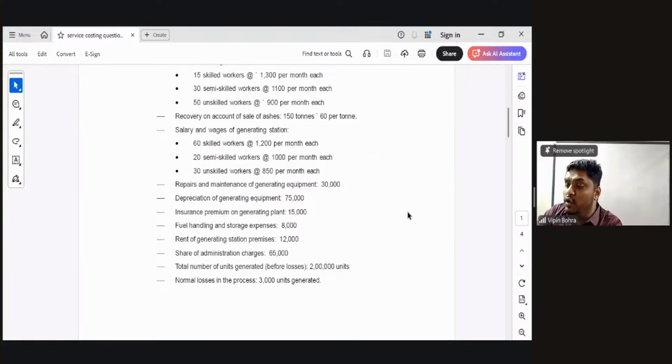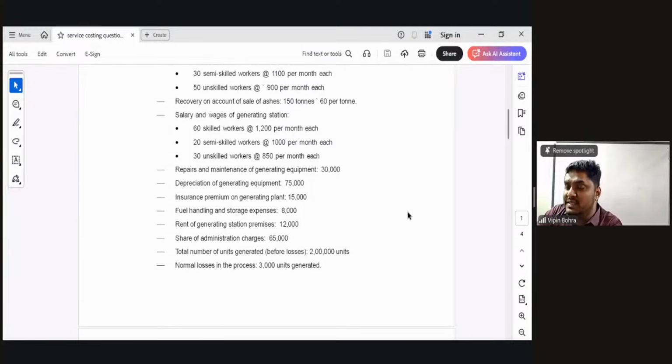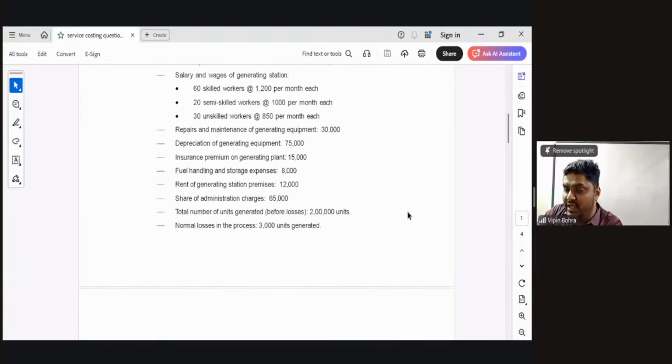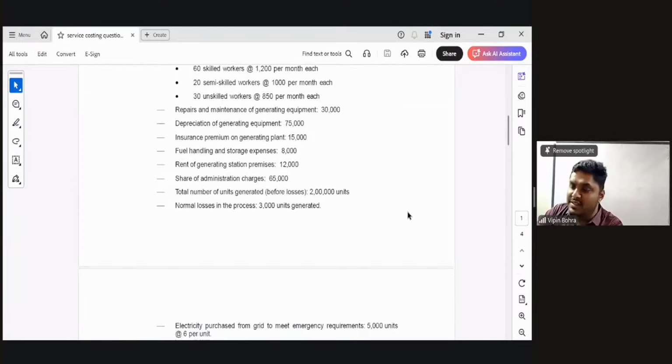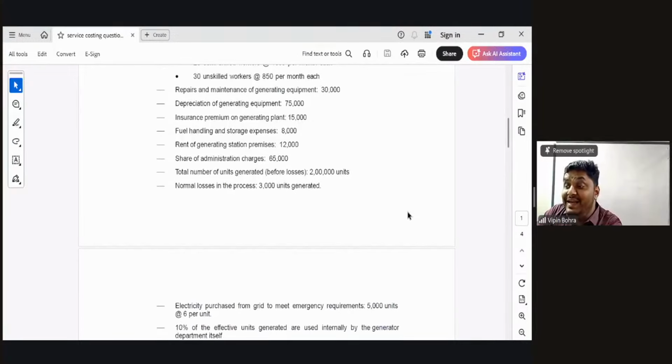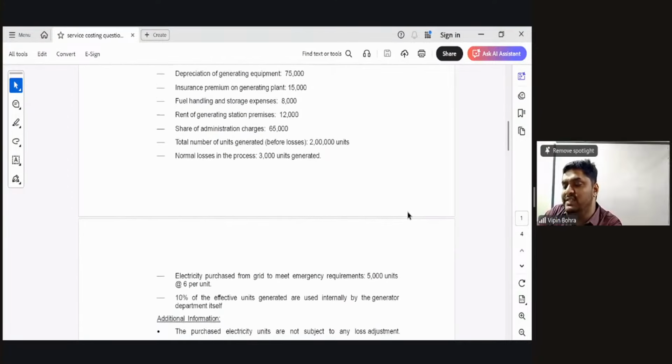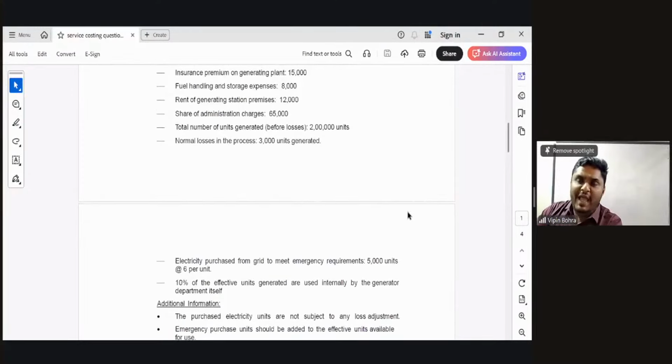Total number of units generated before losses is 2 lakh. Normal losses in the process is 3,000 units generated. So normal loss is given. Electricity purchased from the grid to meet the annual emergency requirement, 5,000 units at the rate 6 per unit. So they have purchased electricity also, so that even their functions are uninterrupted. So 5,000 units they purchase at the rate 6 per unit.